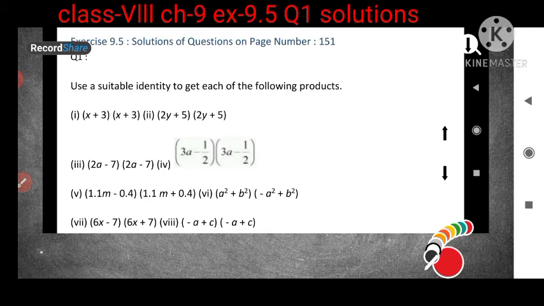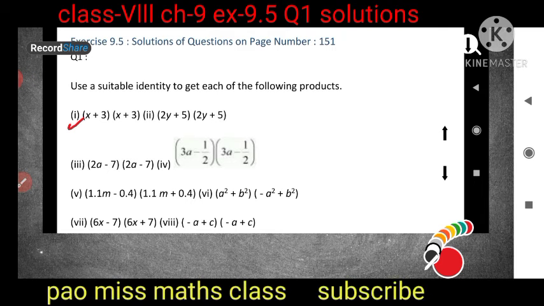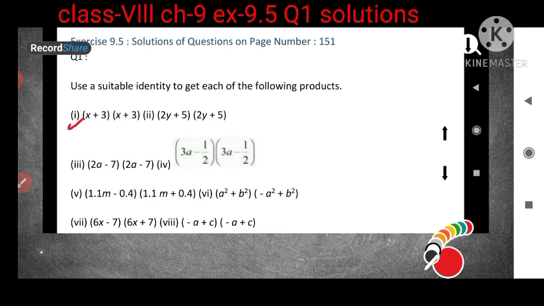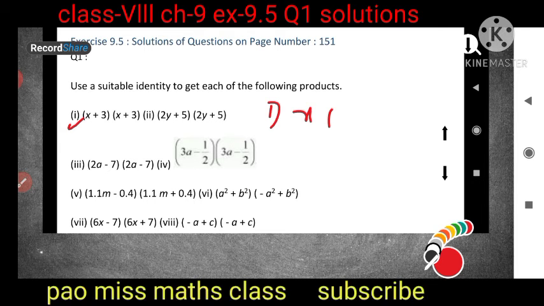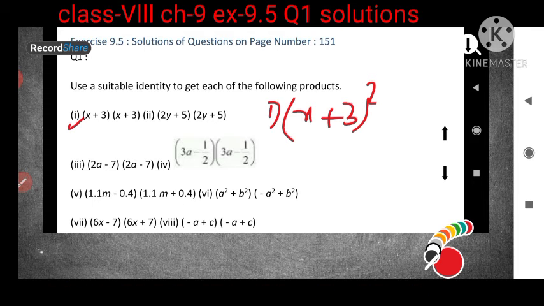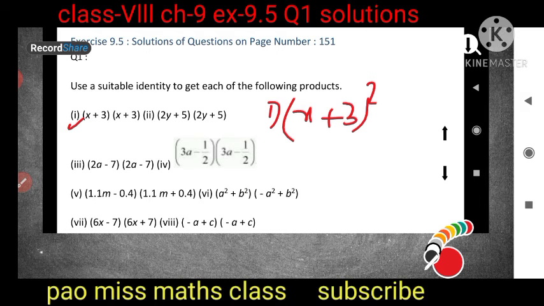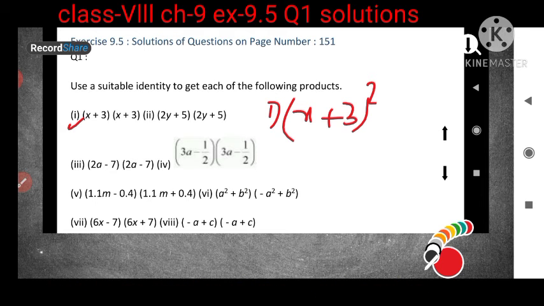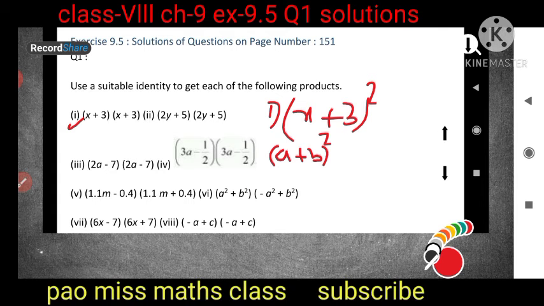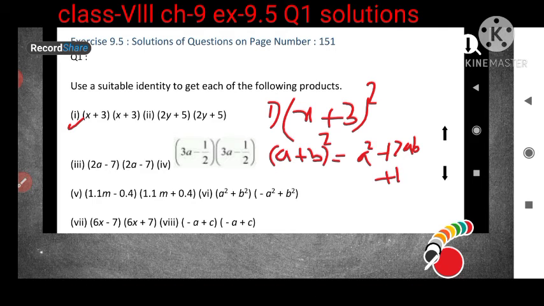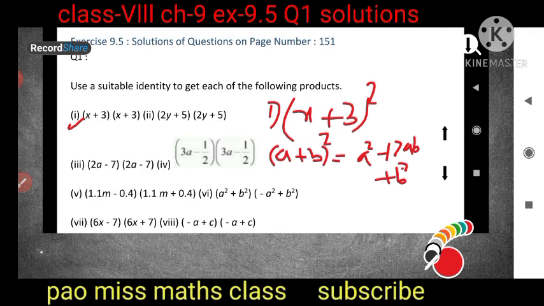So for the first question we can use the first identity. x plus 3, x plus 3 can be written as x plus 3 whole square, isn't it? Both are the same terms, so we can write x plus 3 whole square. Now we will use the first identity. What is identity 1? a plus b whole square is equal to a square plus 2ab plus b square, isn't it? So we will use this identity.